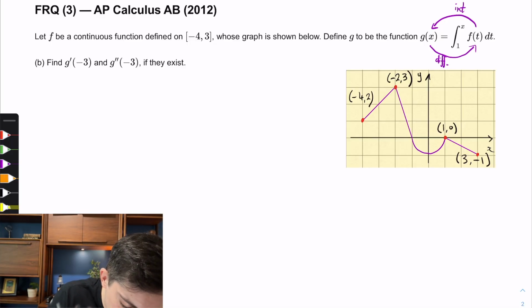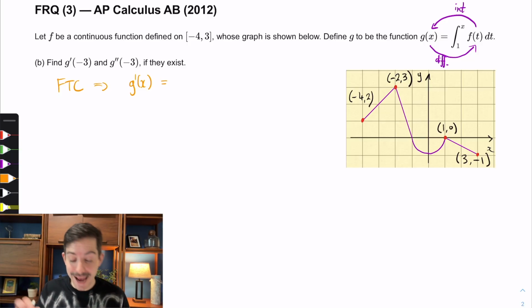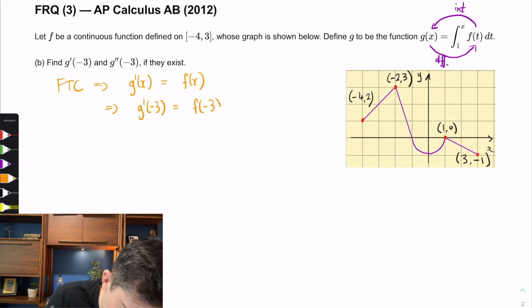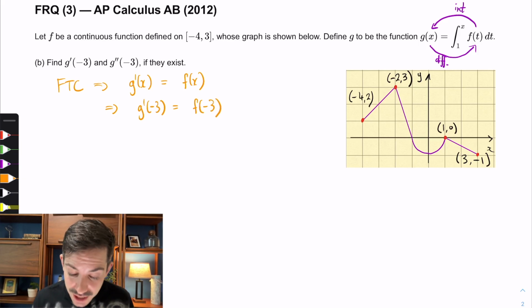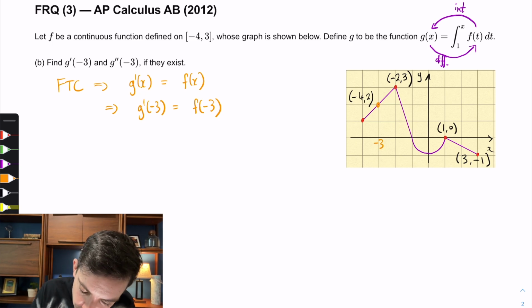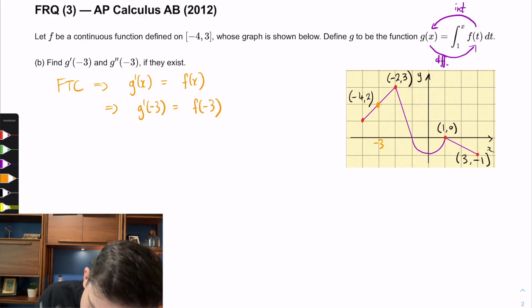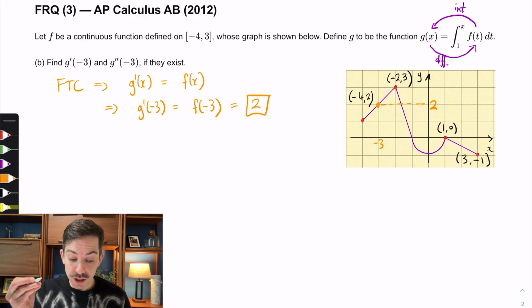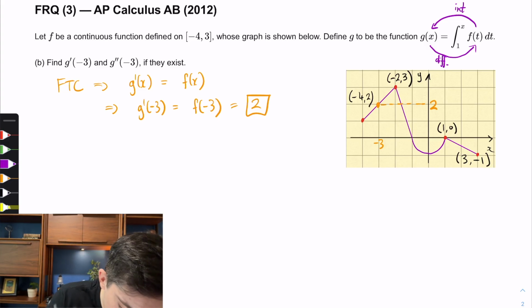So first things first, the fundamental theorem of calculus tells me that the derivative of g is just going to give me that function f straight back. So in particular, if I want to know what g prime of negative 3 is, that is just f of negative 3. And I can read that straight off the graph. So at x equals negative 3, I'll read up at this point on that nice straight line segment, and I'll see that my answer is 2. Done.